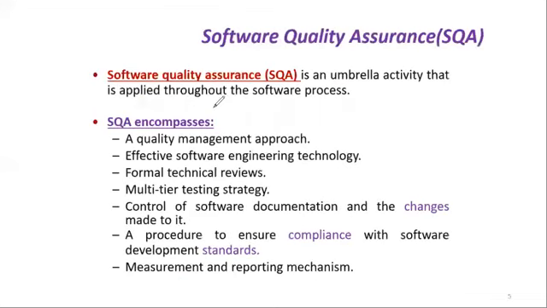Now, software quality assurance is an umbrella activity that is applied throughout the software process. Now, umbrella activities, we have studied within the first unit, in the first class, the different umbrella activities. Those umbrella activities are applied to any software in an iterative manner. Now, it encompasses a quality management process, that is your SQA process, as I've previously mentioned.